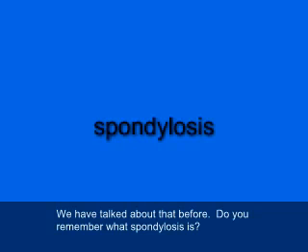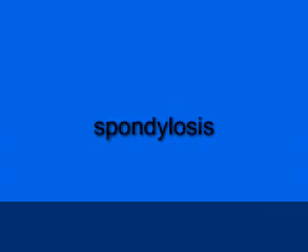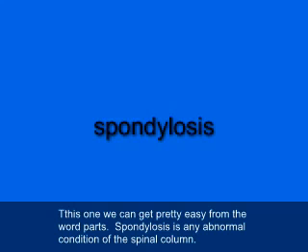Okay, and the next group of pathologies to look at involves the spine. And the first one is spondylosis. We have talked about that before. Do you remember what spondylosis is? Well, this one we can get pretty easily from the word parts. Spondylosis is any abnormal condition of the spinal column.